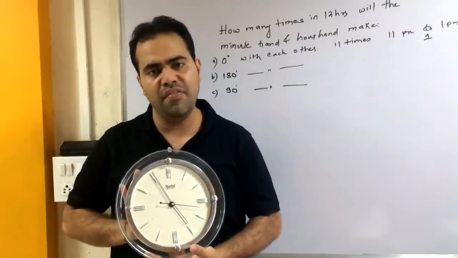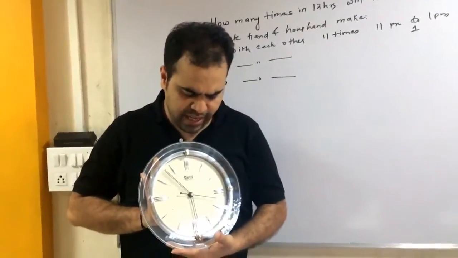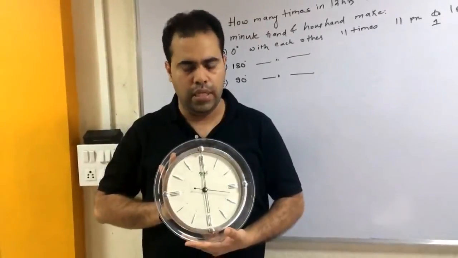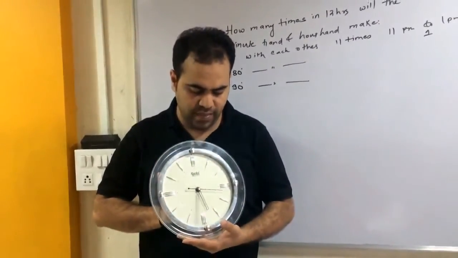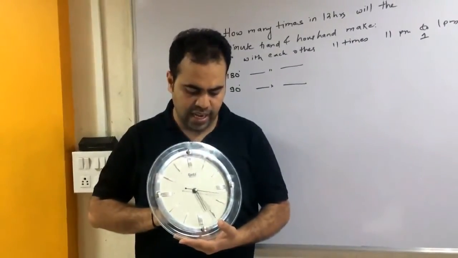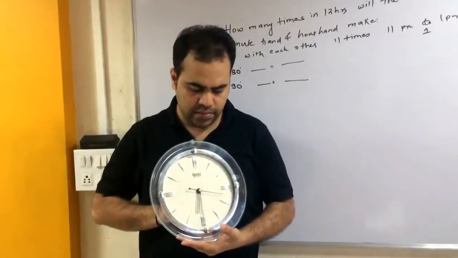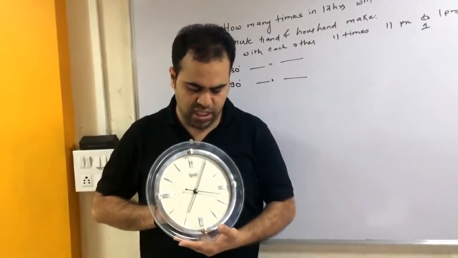Now let's see what happens between 5 and 6. Between 5 and 6 the 180 degree angle will not be formed. It will be formed directly at 6 o'clock. So there was no 180 degree between 5 and 6, right? Again between 6 and 7 also you will see that there is no 180 degree formed at all. It will be at somewhere around 7:05.